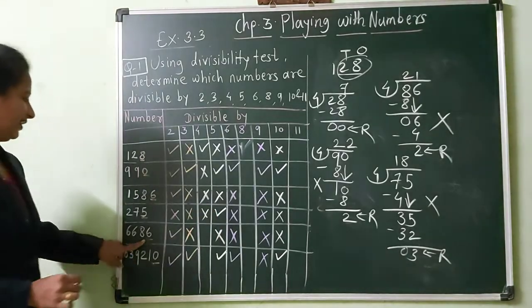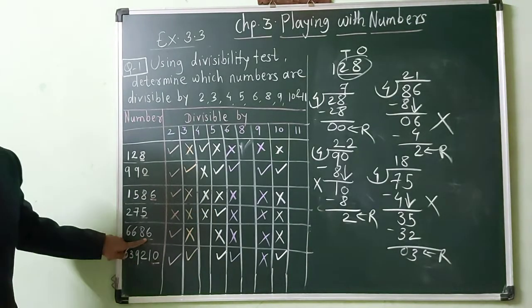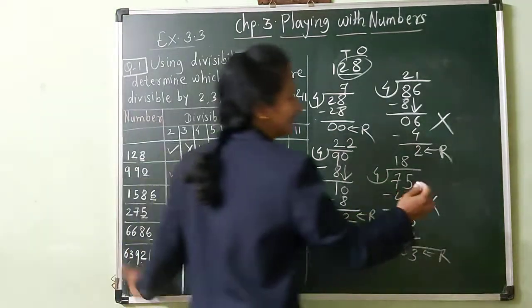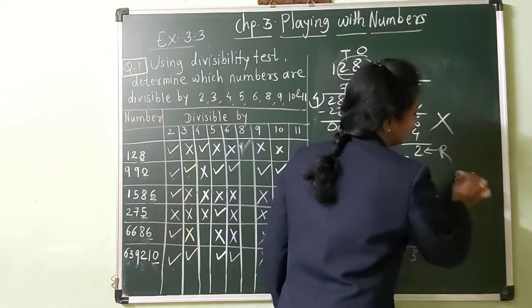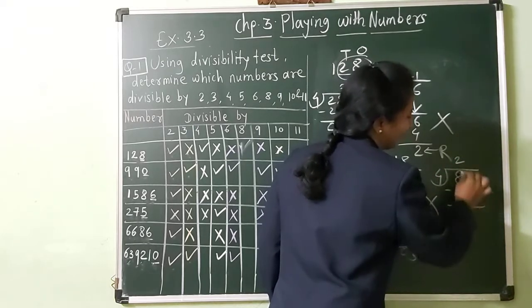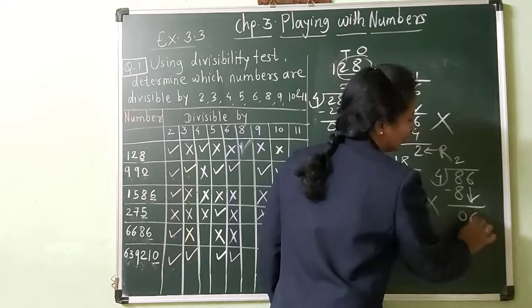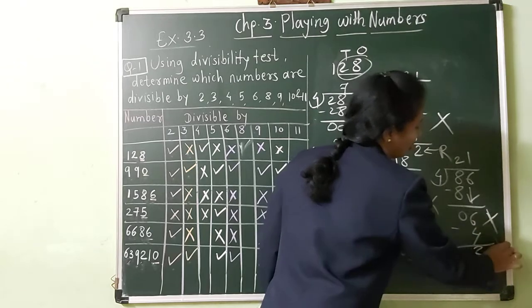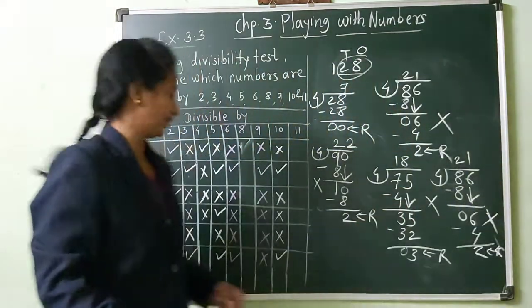And the next number 6686. Which number formed by using last two digits? That is 86. Check 86. Is it divisible by 4 or not? 4 2s are 8. 8 minus 8, 0. Bring down the 6. 4 1s are 4. And here you will get remainder 2. So this number also not divisible by 4.